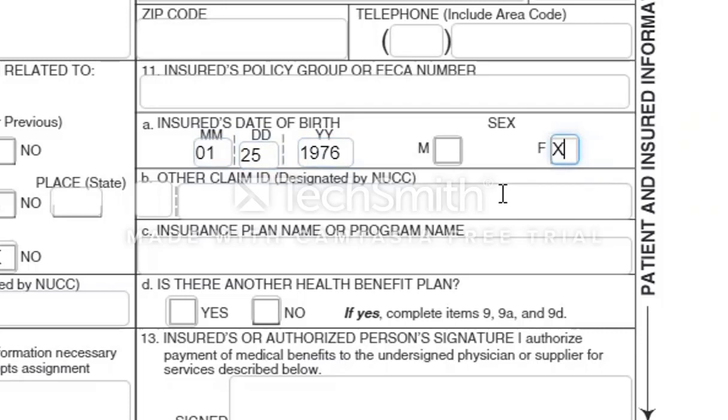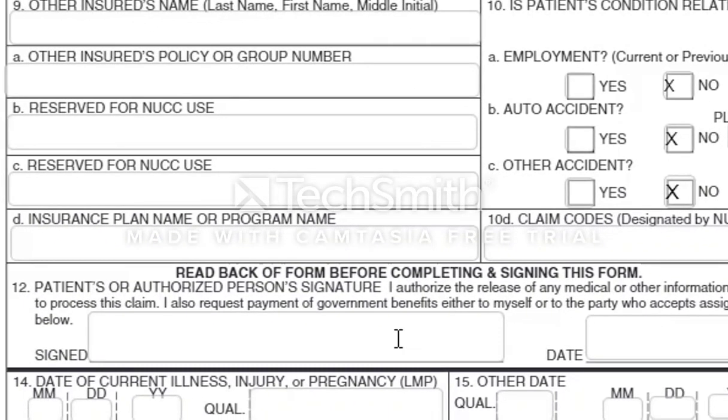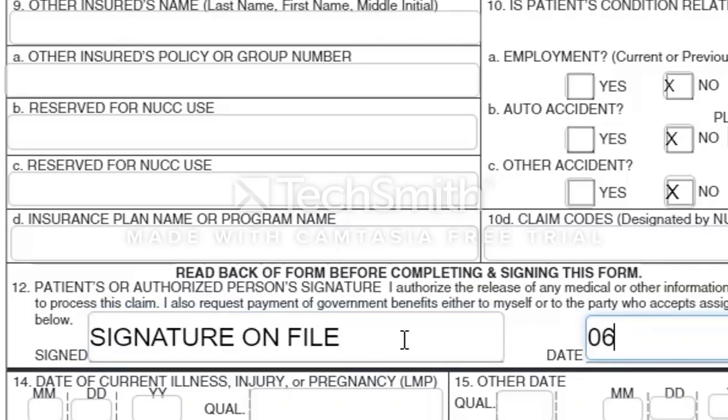Block 11B, we would leave blank, and then in Block C, we would type Medicare. If there is another insurance, we would mark yes in Block D, and then make sure to fill out Block 9. Otherwise, we are going to mark no. We can type signature on file in Block 12, as long as we have that paperwork on file. Make sure to put the date.